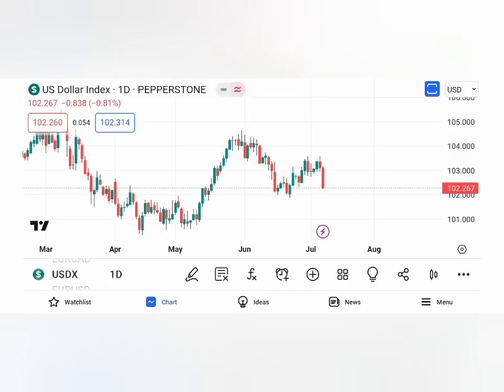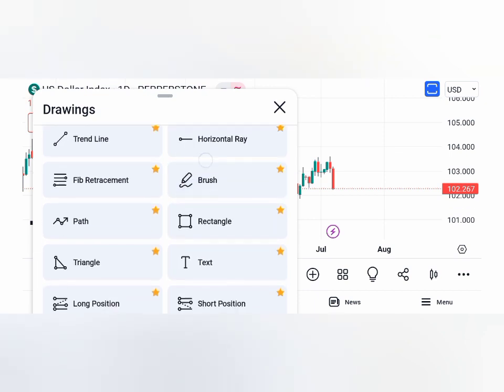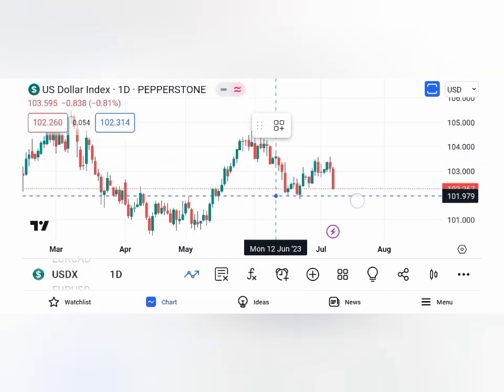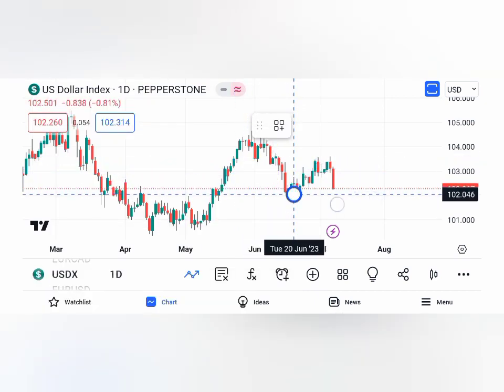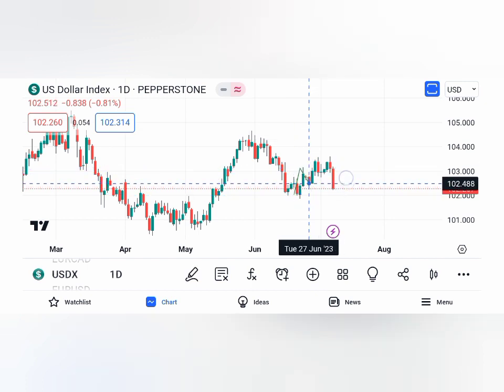So guys, starting with the dollar index. Looking at the dollar index, let's be aware that this coming week we have CPI news and a whole lot of news coming. Now looking at the dollar index, we could see that we were once in an uptrend.